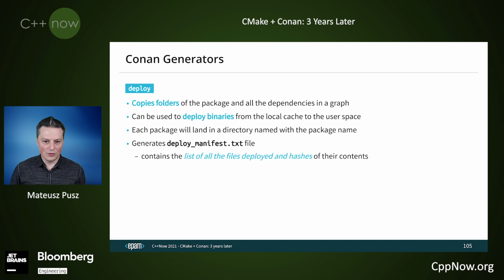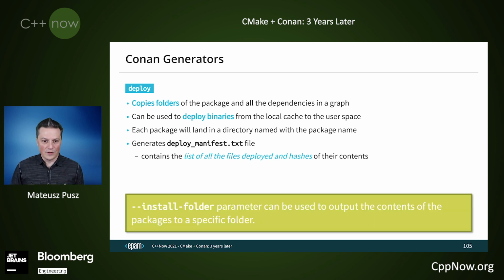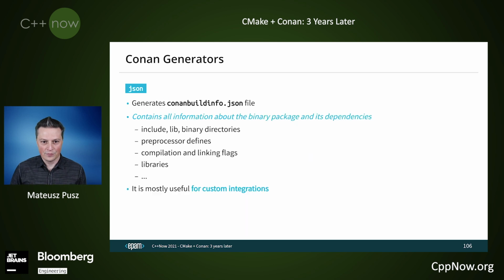There are other generators too. There is deploy that helps you to deploy your dependencies to one directory. With install folder, you can specify which directory should be used as a target for deploying stuff from the local cache. There's JSON that provides all of the information about dependencies in a JSON file, and it's mostly useful for custom integrations.